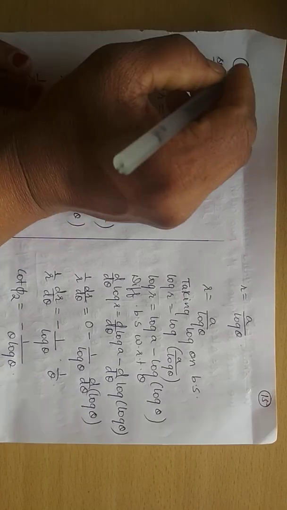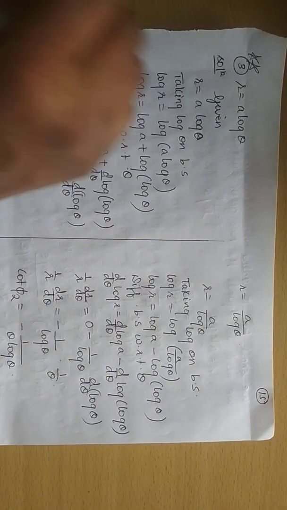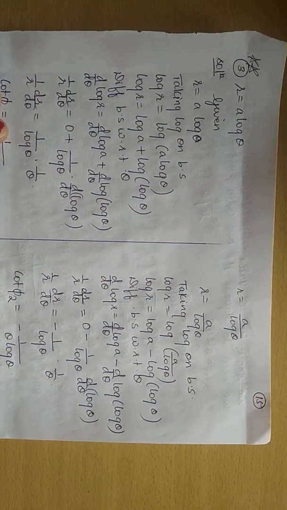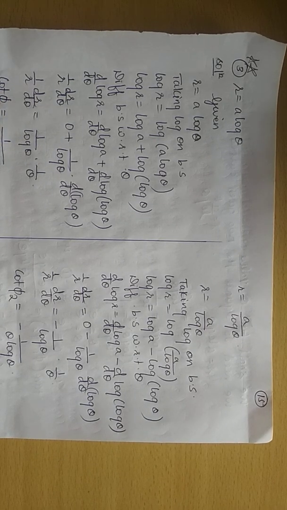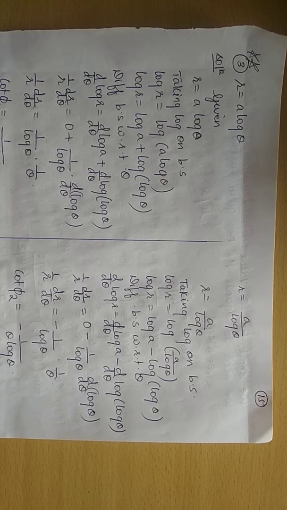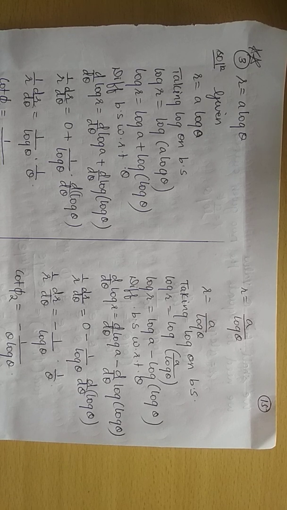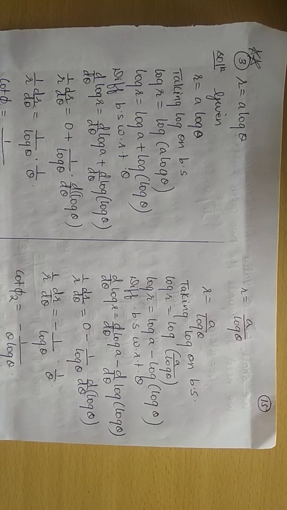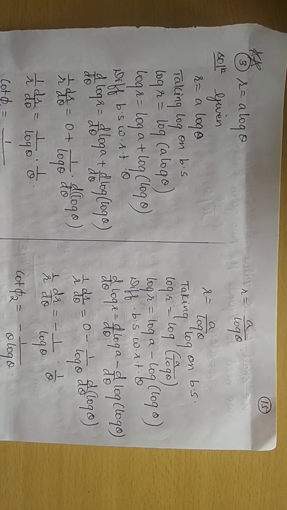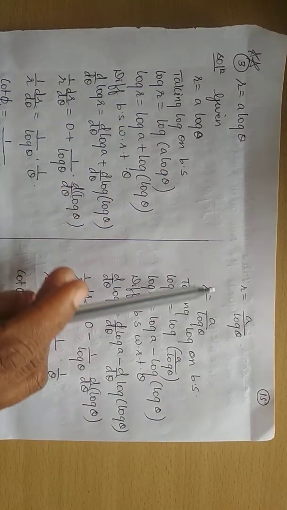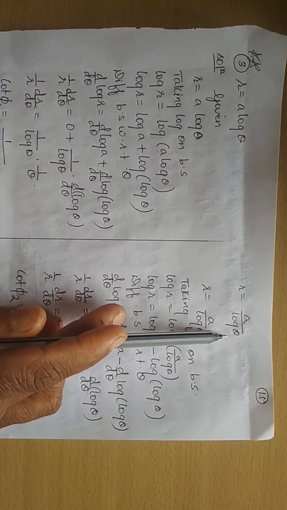It's a very important problem from the exam point of view. When I put stars, it means you have to concentrate on such problems. Here we are going to deal with the problem of finding the angle of intersection between the two given curves. The two given curves are r = a log theta and r = a upon log theta.